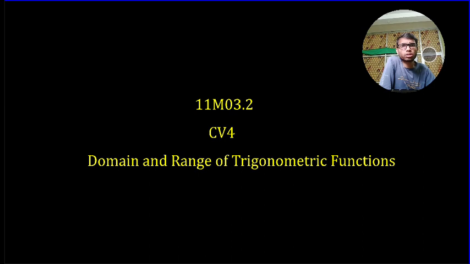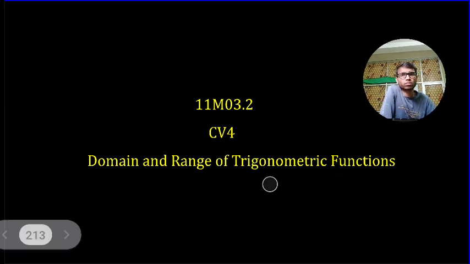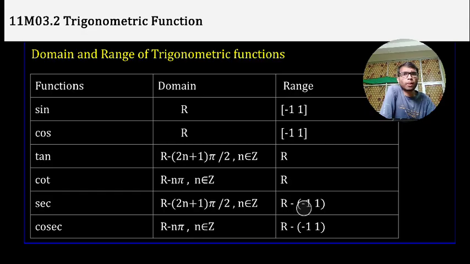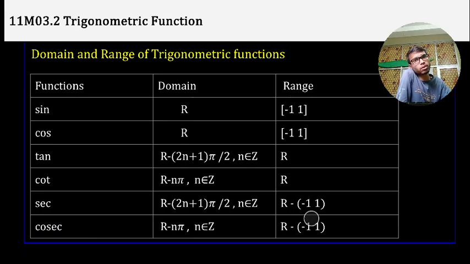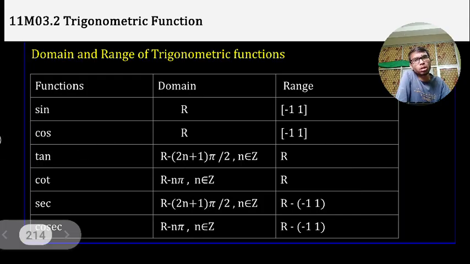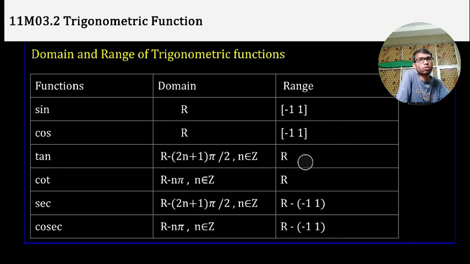Domain and range of trigonometric functions. Here we have this much. These x values will be the domain and y values will be the range. Remember, whenever we say range, we are saying that range is the output. Here x would be a real number, and range would be from -1 till 1.